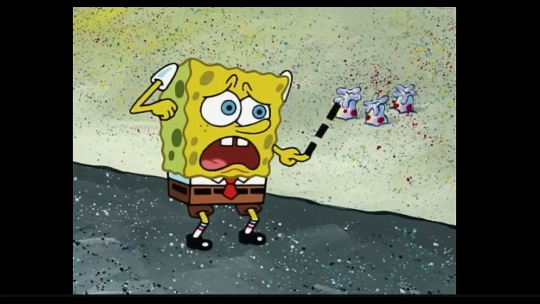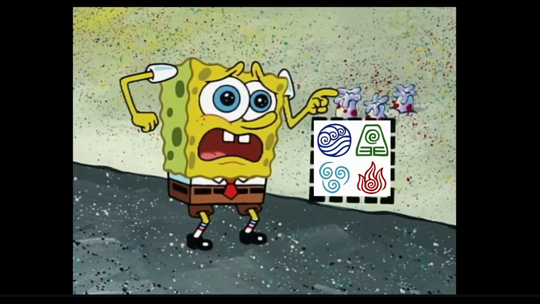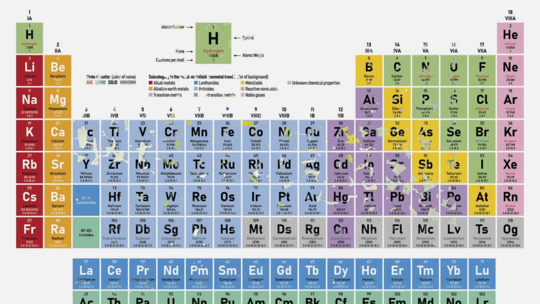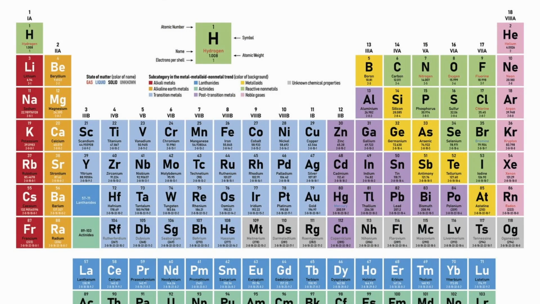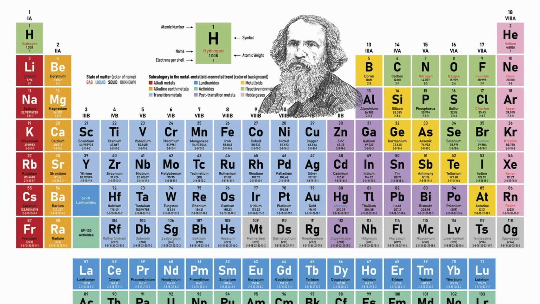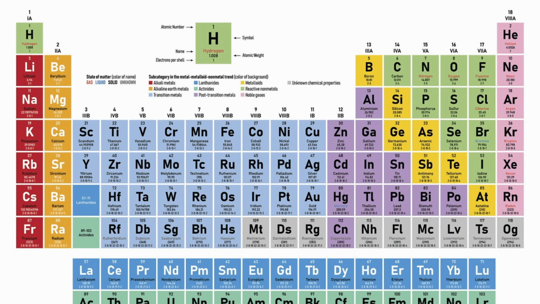To answer these questions, we need to take a step back and start with elements. Now, when I say elements, we're not talking about this or this, we're talking about this, the table of elements. Pioneered in 1869 by Russian chemist Dmitry Mendeleev, it lists all of the elements that make up everything we know in a neat and orderly fashion. These elements can combine to make molecules.